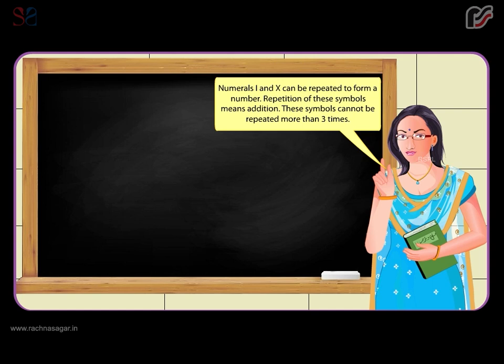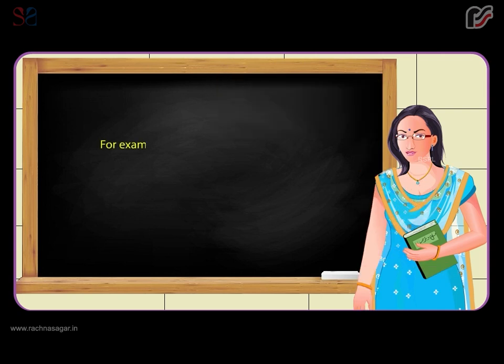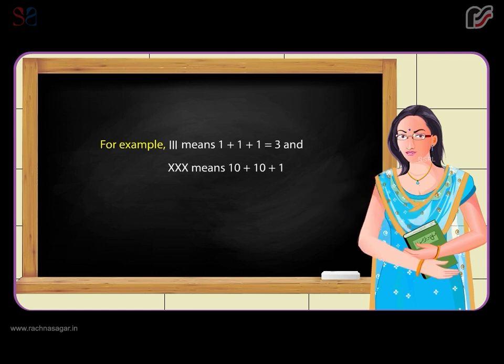Rules for writing Roman numerals. Numerals I and X can be repeated to form a number. Repetition of these symbols means addition. These symbols cannot be repeated more than 3 times. For example, 3 times I means 1 plus 1 plus 1 is equal to 3. And 3 times X means 10 plus 10 plus 10 is equal to 30.